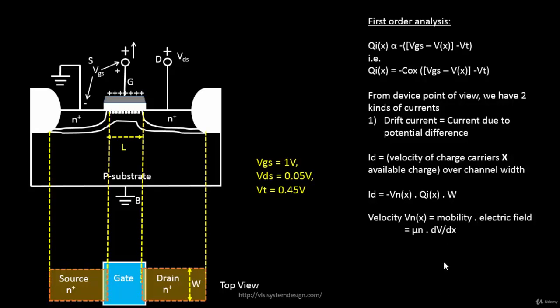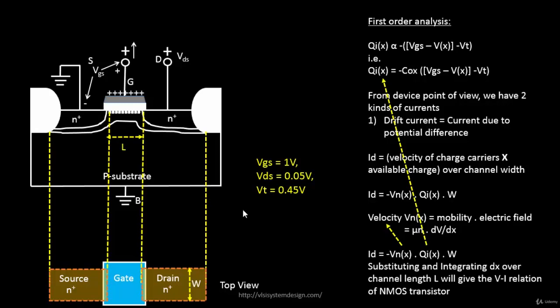So dv by dx is the one I was mentioning: in a small distance across the complete L, there's a small change in voltage, and with the change in voltage, your velocity changes. So we have got two equations to substitute for this drain current. We have velocity, which can be taken from here, and we have this Qi of x, which can be directly substituted over here. Then the next job is to substitute and integrate. We will substitute Vn of x, we'll substitute Qi of x, and integrate across the complete channel length L.